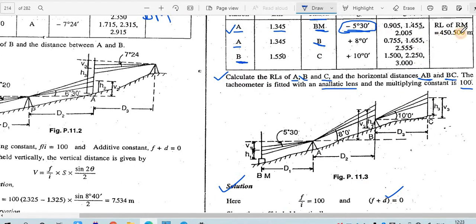Over here the value is 450.50. Okay, so this value is there. So 450.5 plus what? H1 plus V1. You will get the RL of instrument axis. Okay, so once you get the RL of instrument axis, you can subtract from it the height of instrument.